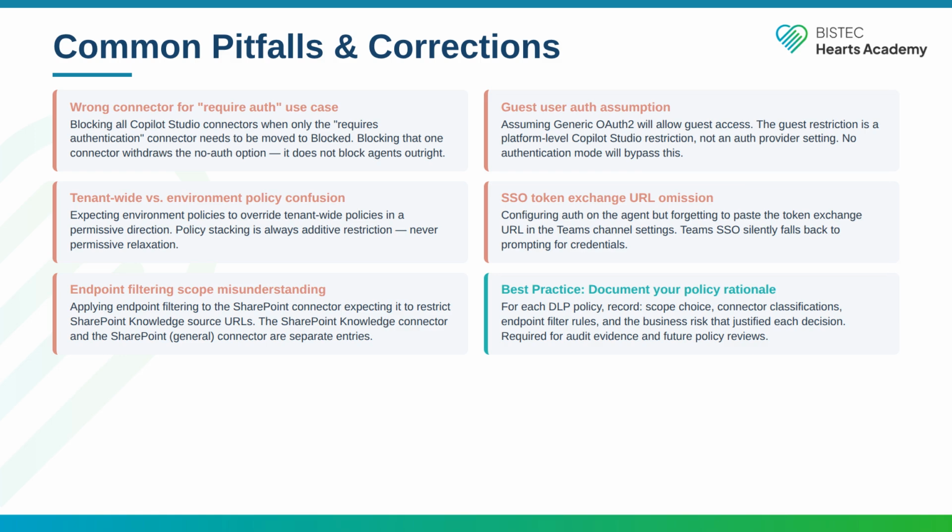For every DLP policy you author, document the scope choice, the connector classifications, the endpoint filter rules, and the business risk that each decision addresses. This documentation is required for audit evidence and for any administrator who inherits your tenant in the future.